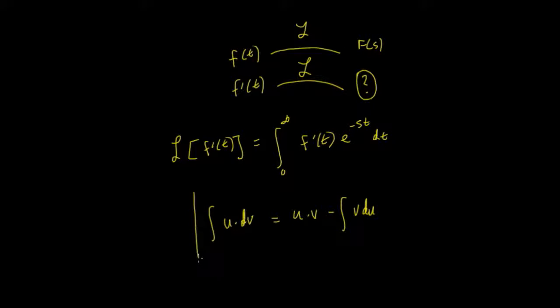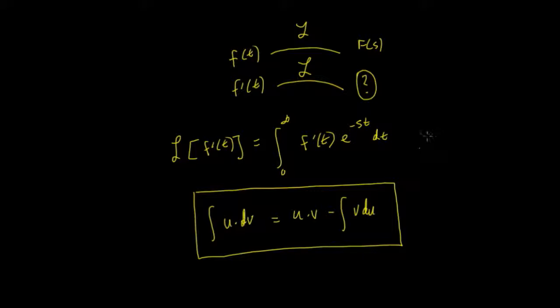I've written that in shorthand, but the whole point of integration by parts is that you're able to change the differential in a function. This integral is a function of u and dv, and then it becomes an integral of v du. So in this instance, instead of having f'(t), you're going to end up with f(t), and instead of having e to the minus st, you're going to end up with the differential of that, which is minus s e to the minus st.